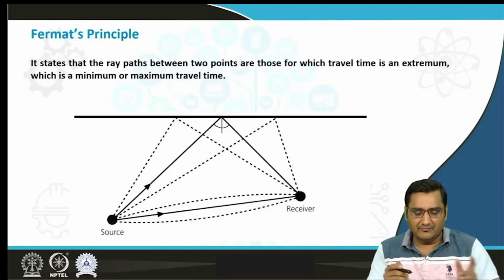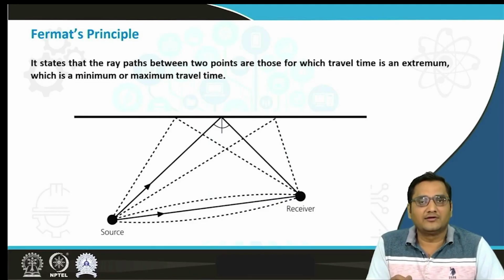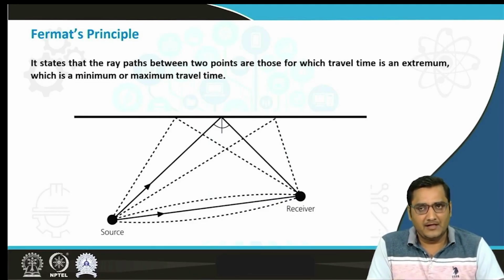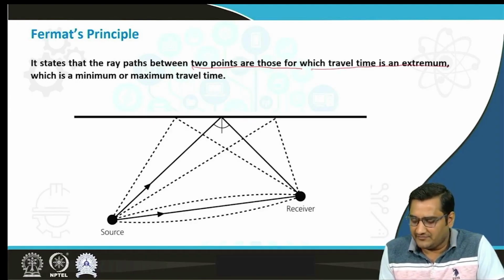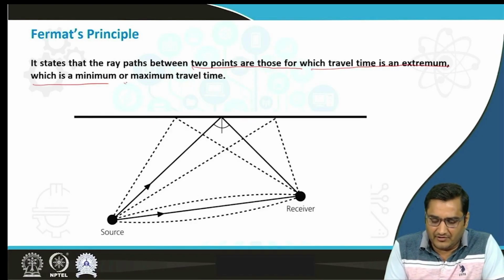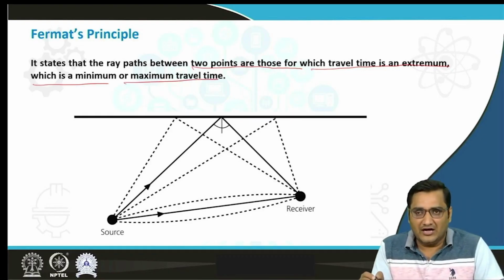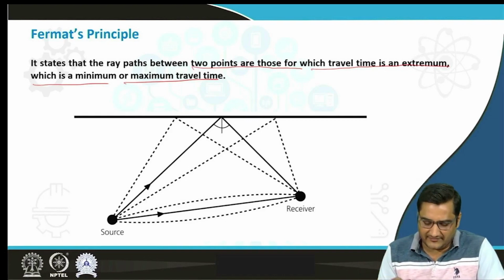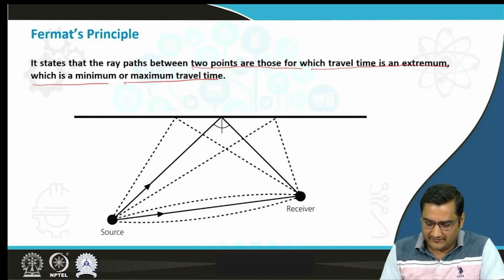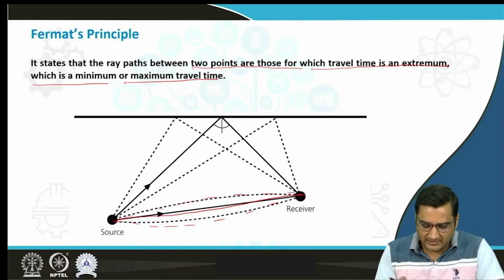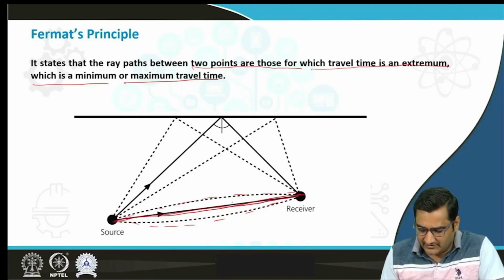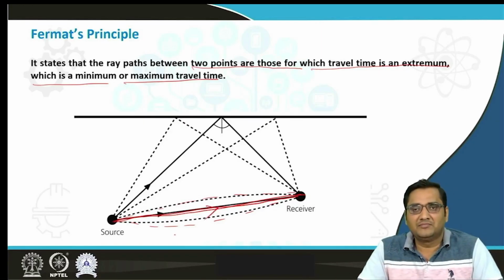So now a very important principle that we need to talk about is Fermat's principle. Fermat's principle basically says that the ray path between 2 points is one for which the travel time is an extremum, which is a minimum or a maximum travel time. So suppose you are talking about a direct wave between source and receiver, it can follow this path, it can also follow this path, and it can follow this direct path. But among all these paths, this is the path which will have the minimum time.